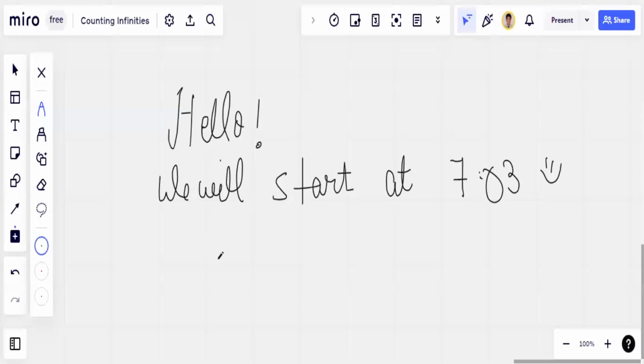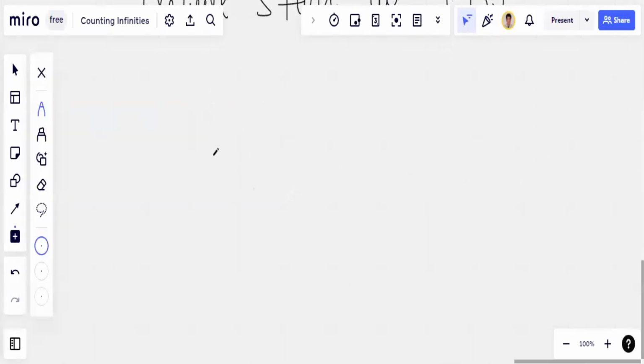Okay, so hi everyone. Today we'll be talking about countable and uncountable sets. You know that there are finite sets, the sets which have a finite number of elements, and then there are infinite sets which have an infinite number of elements. But even in infinite sets, there are two different types of sets, which are countable or uncountable.